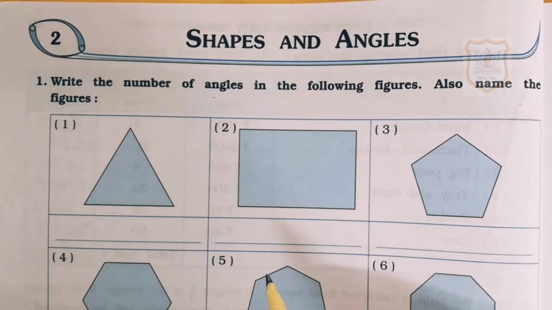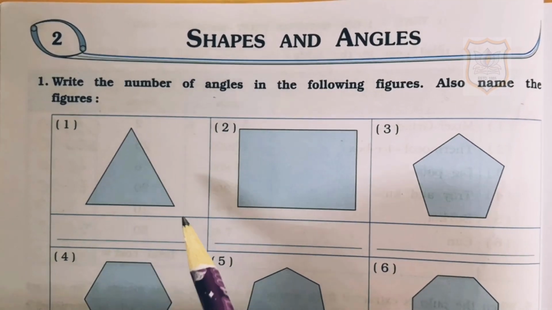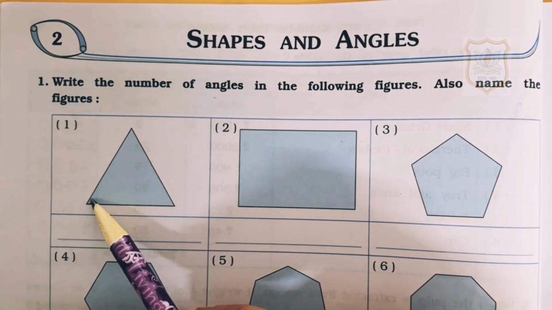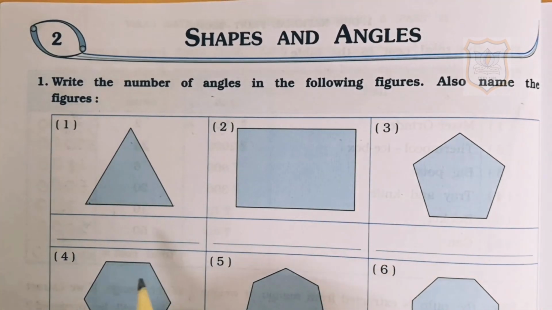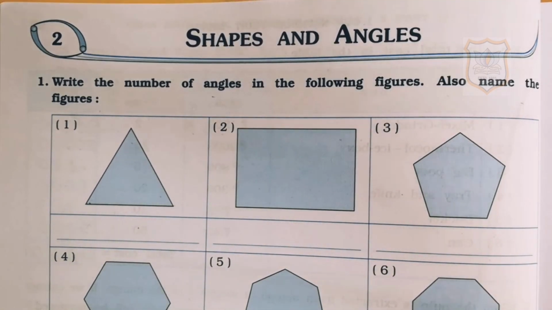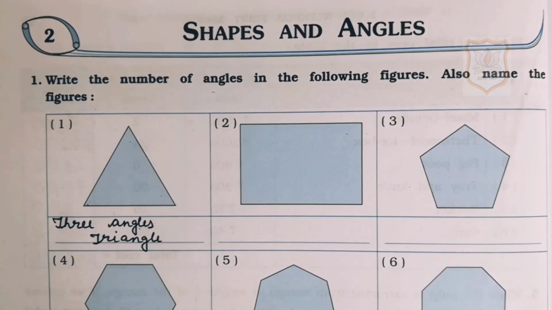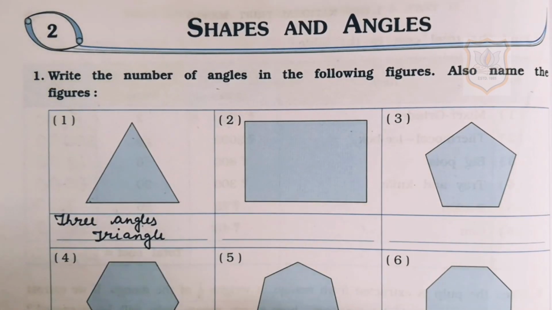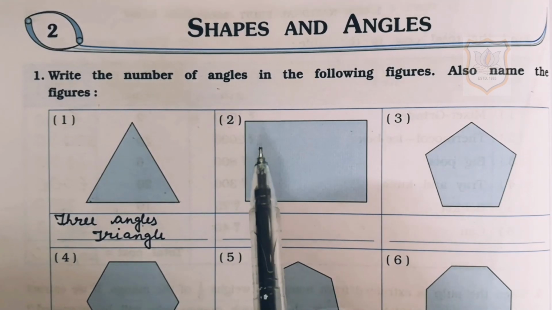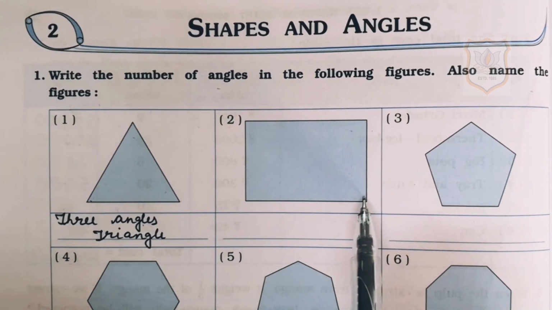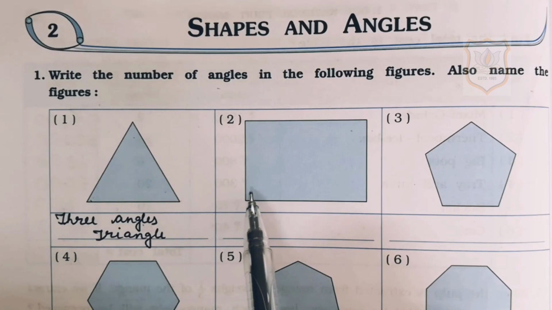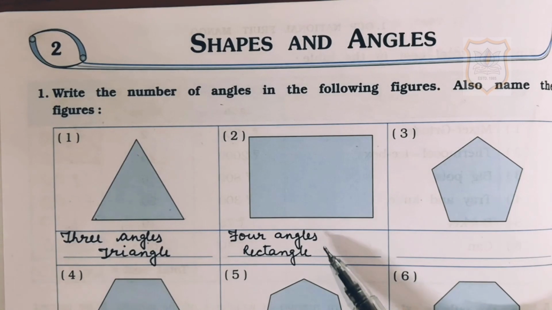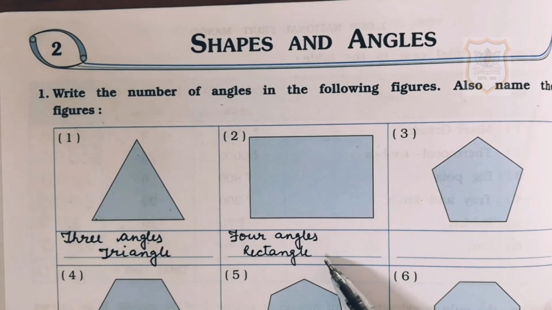Now first one, here you can see this figure has 1, 2 and 3 sides, means there are 3 angles, 1, 2 and 3 angles, and the name of this figure is triangle. So students, in this way we will write 3 angles and the name of the figure is triangle. Now figure number 2, here 1, 2, 3 and 4. This figure has 4 angles and the name of the figure is rectangle. So here we will write 4 angles and the name of the figure is rectangle.